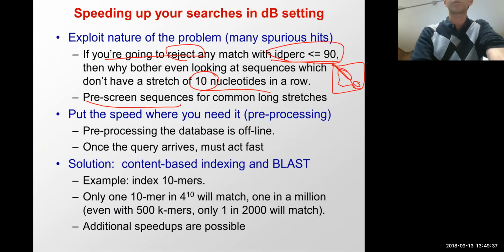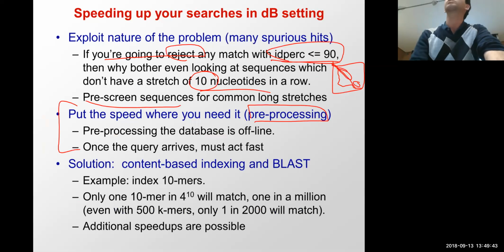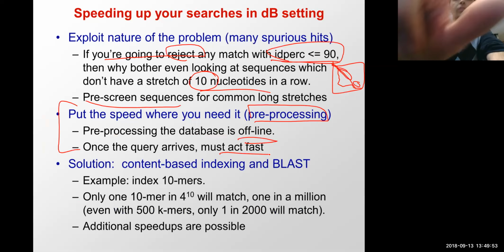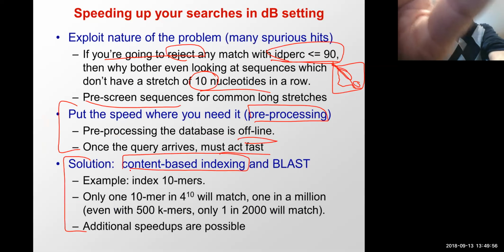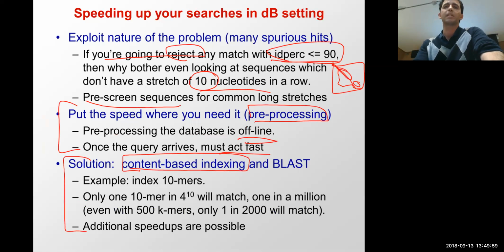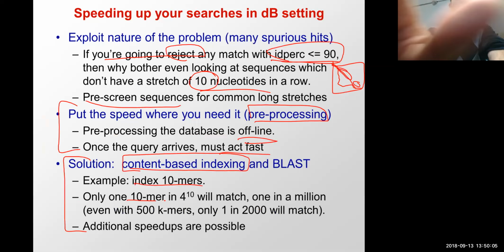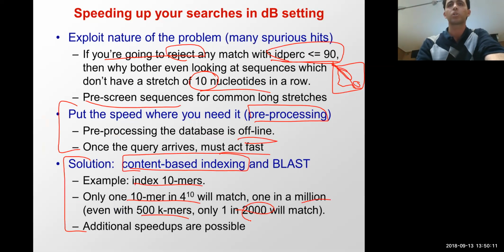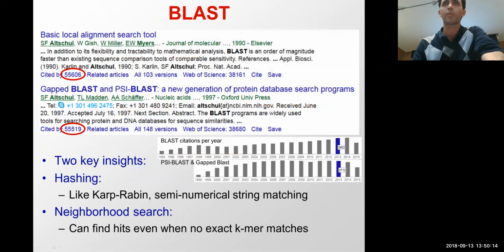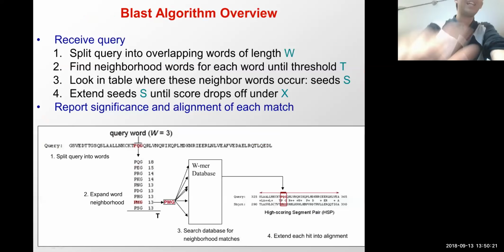So I'm going to pre-screen sequences with common long stretches, and I'm going to put the speed where I need it. Therefore, I'm going to spend a long time pre-processing the data, because that's offline. But once the query arrives, I'm going to be able to act very fast. Okay? So the solution is to do something known as content-based indexing, which means that I'm going to index all 10-mers based on their own sequence, knowing that only one 10-mer in 4 to the 10 will match, 1 in a million, even with 500 k-mers, only 1 in 2000 will match. So I'm going to get very many speedups. Okay. So this is the concept of the BLAST algorithm. Did I tell you 15,000 citations? I meant 50,000 citations.